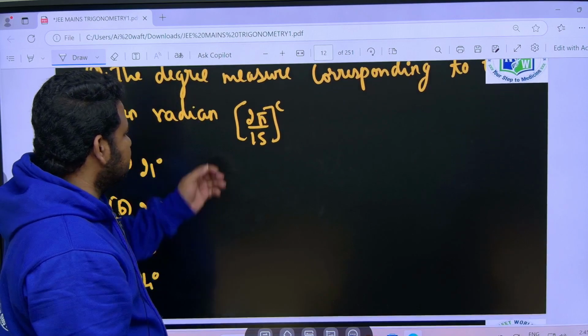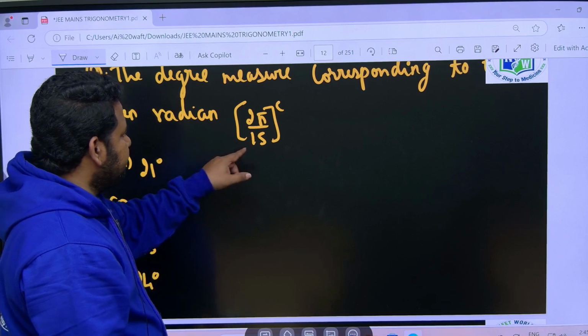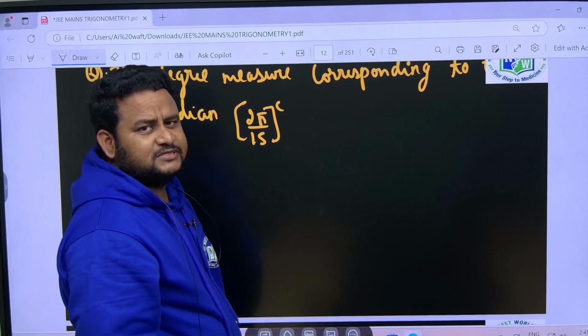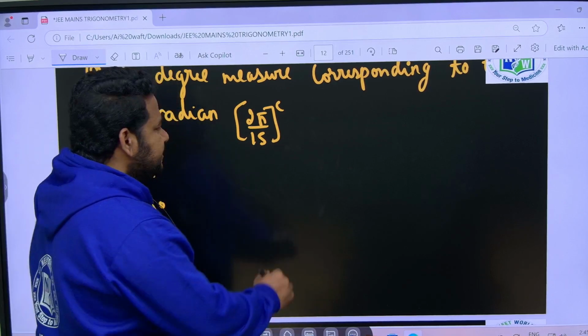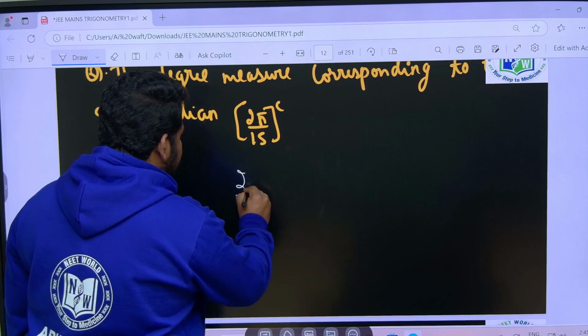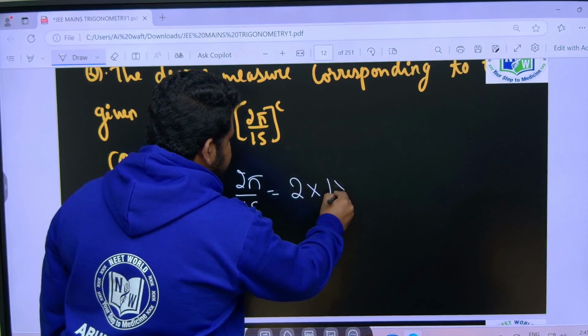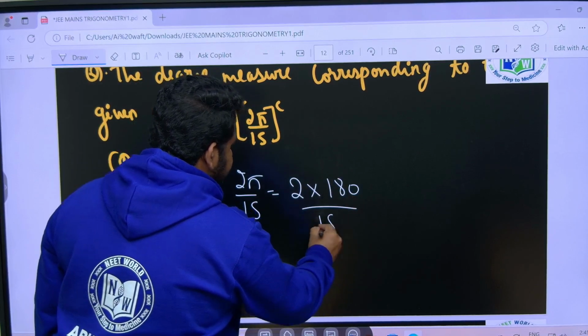The degree measure corresponding to given radian. Okay, this is the question. 2 pi by 15 radians. For this you have to find the degree measure. So pi is equal to how much degree? Pi radian is equal to 180 degree. So I'll write it as 2 pi by 15. Wherever pi is there, I'll write 180 by 15.